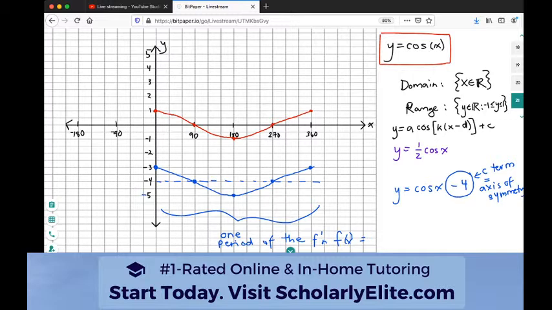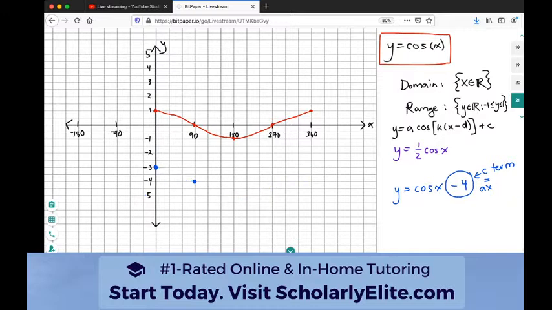The reason I've left it to last is because as I introduce the k value, I'm also going to teach you guys how to work backwards to create these functions. So let's erase all this stuff. Alrighty. The k value changes the period of the function.